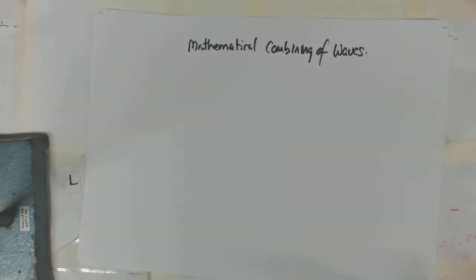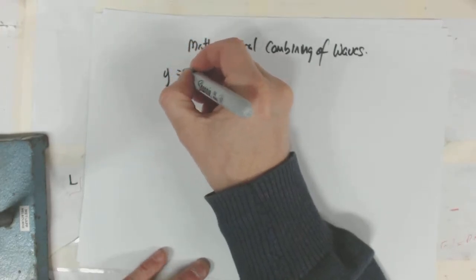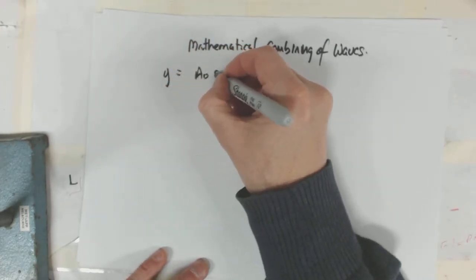Alright, what I want to look at here is mathematical combining of waves. Now, I think in one of my other videos, I forget which one, probably the one on standing waves, we looked at the format for a wave being like this.